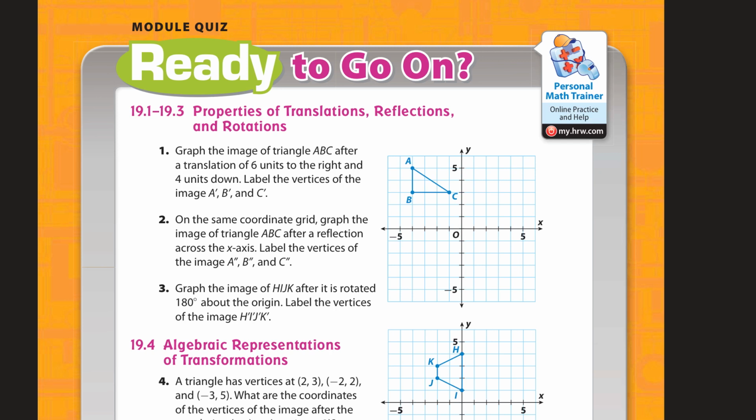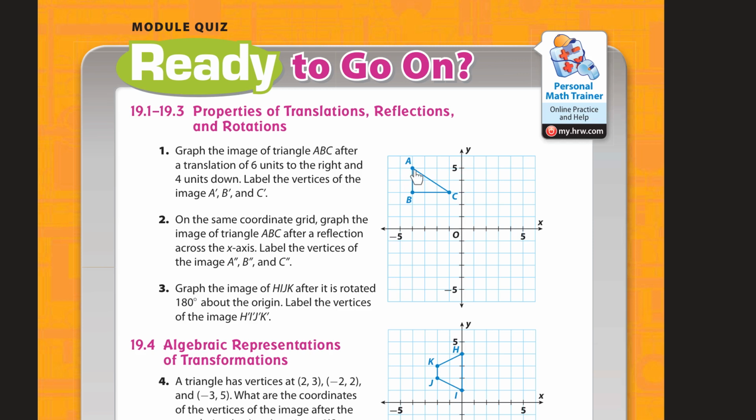Here we go. I'll get my pen ready. Number one, graph the image of triangle ABC after a translation of 6 units to the right and 4 units down. Label the vertices of the image A prime, B prime, and C prime. Okay, 6 to the right and 4 down.